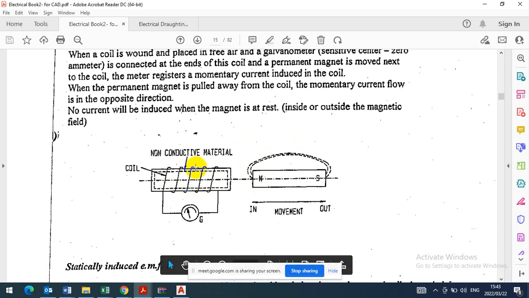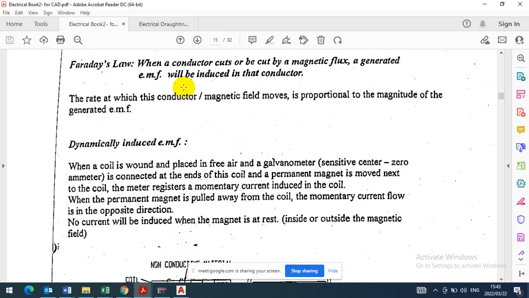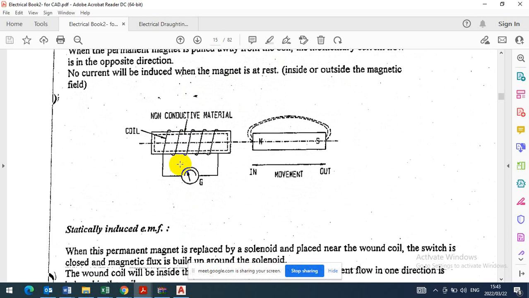Once the coil is cut by these lines of magnet, there is induction taking place. EMF will be induced in the wire, and that EMF will be seen on the galvanometer. It will start deflecting. Without you touching anything, this galvanometer will start deflecting. And that is what Faraday said just on top here: when a conductor cuts or is cut by a magnetic flux, EMF will be generated. But how do we prove that? It's by setting up dynamic induction.